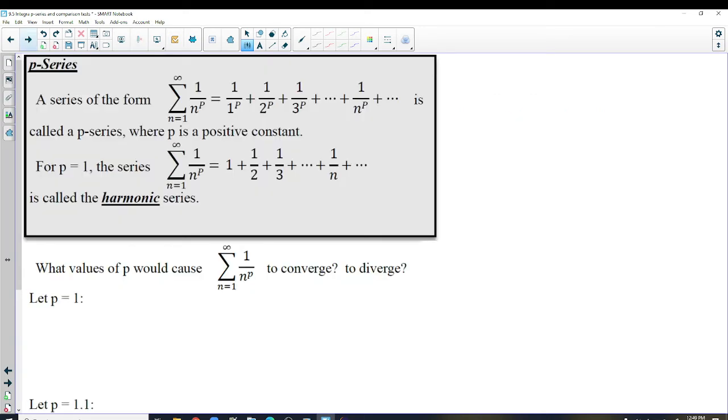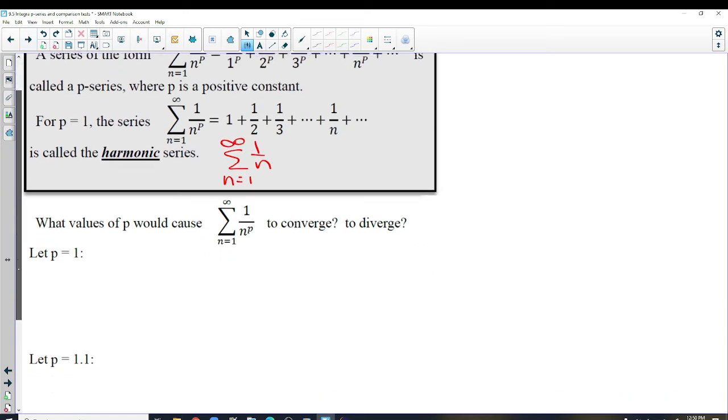A series of the form 1 over n to the p equals 1 over 1 to the p plus 1 over 2 to the p plus 1 over 3 to the p. That's called a p series where p is a positive constant. If p ends up being 1, then this is what's called the harmonic series because it's just 1 over n. And that diverges. The harmonic series diverges.